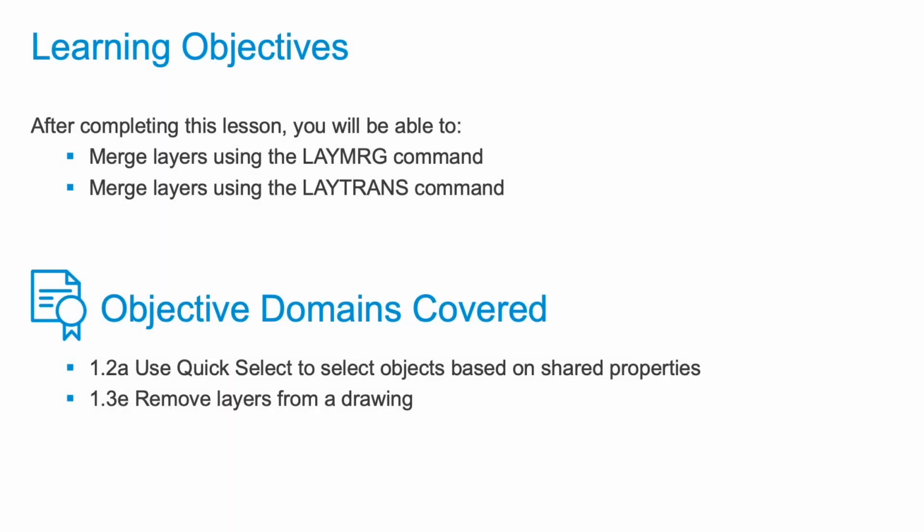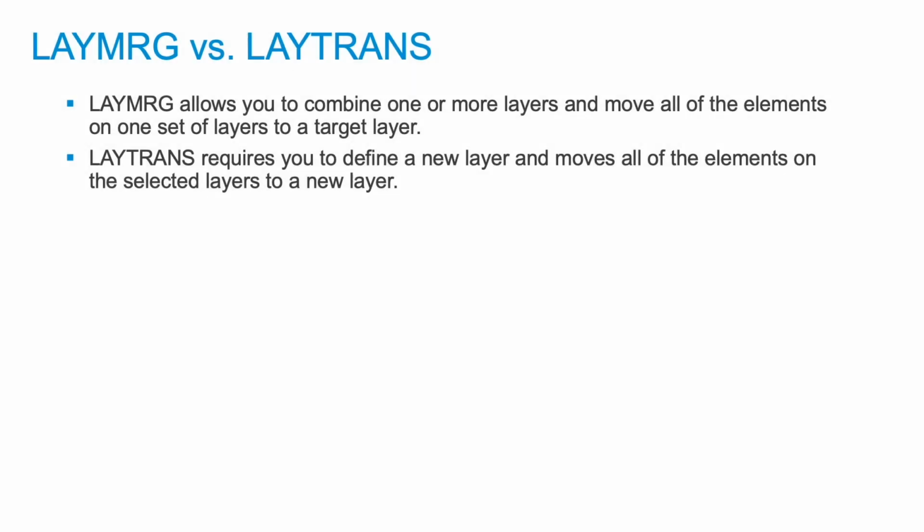After completing this lesson, you will be able to merge layers using LAYMRG, or merge layers using the LAYTRANS command. LAYMRG allows you to combine one or more layers and move all the elements on one set of layers to a target layer. LAYTRANS requires you to define a new layer and moves all the elements on the selected layers to the new layer. Both commands purge the drawing of the unused layers, the layers that have been depleted of elements.